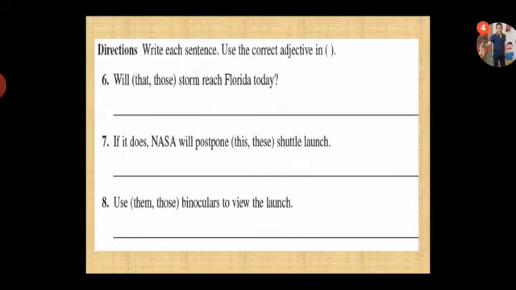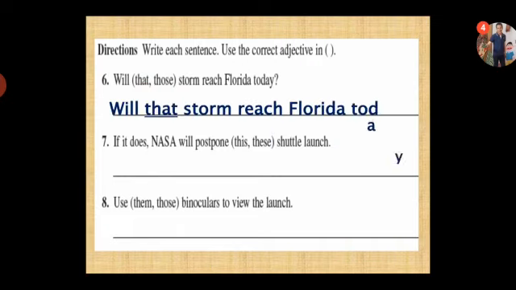Let's go for another exercise. Directions: write each sentence, using the correct adjective. Number 6. "That or those storm will reach Florida today." Which one is right? I'll look at the noun, storm. Storm here is singular, so which demonstrative adjective refers to singular? That or those? Yes, that. So it's going to be that. Can you see? That.